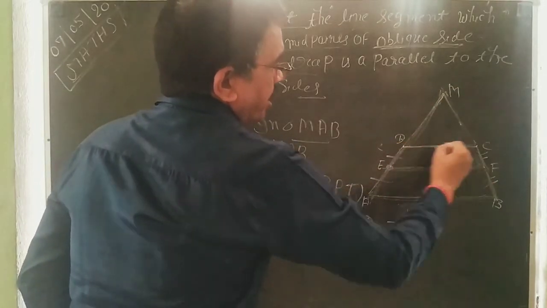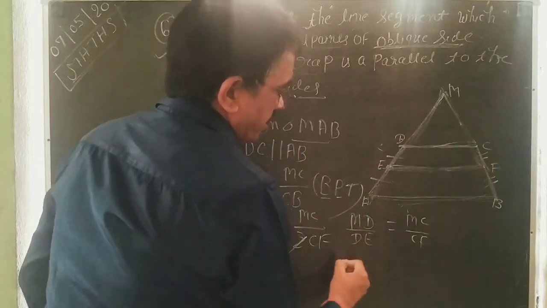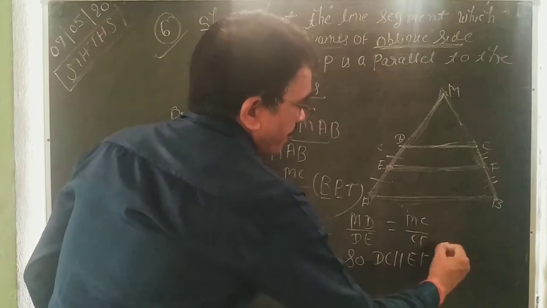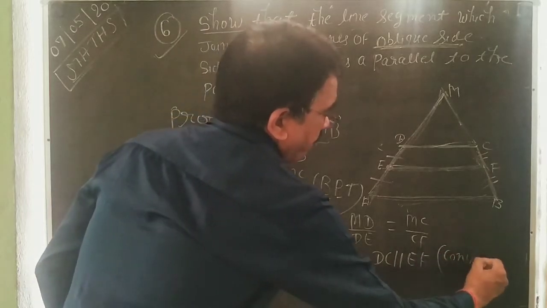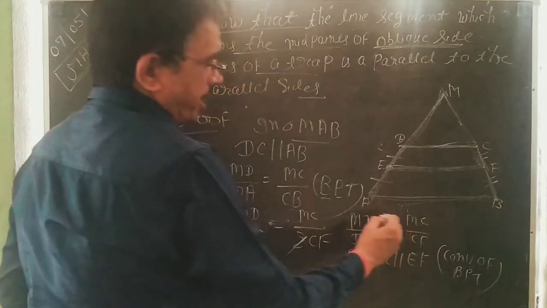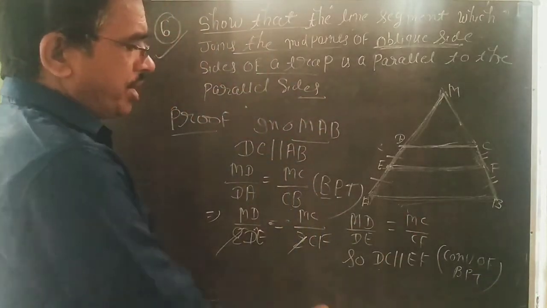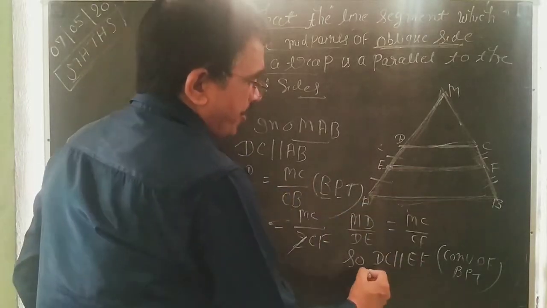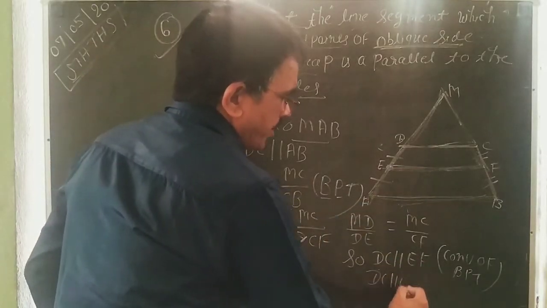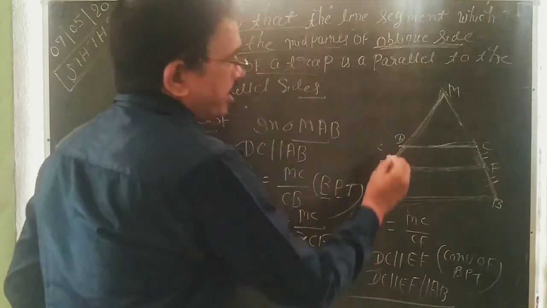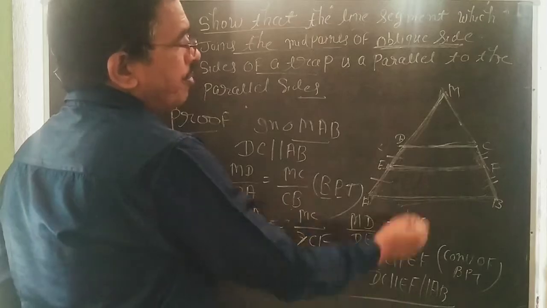And find here, MD by DE is equal to MC by CF. Then it is clear these lines are parallel. So DC parallel to EF by converse of basic proportional theorem. So the ratio will be equal. Then by converse of the theorem, DC parallel to EF. But DC parallel to EF and DC is also parallel to AB. So all three lines are parallel. That is what you have to prove in this question.